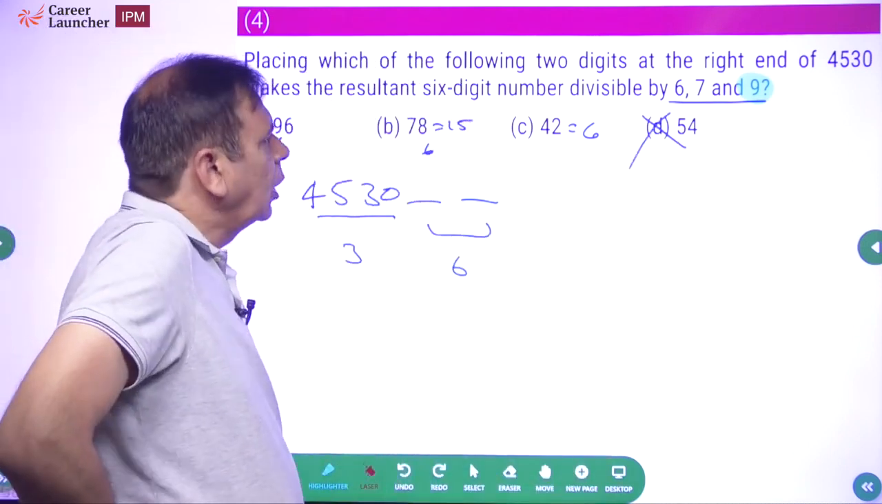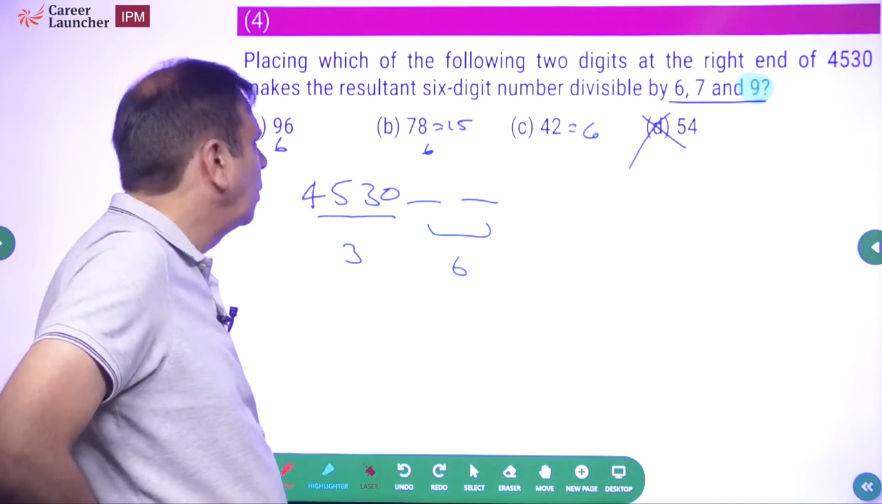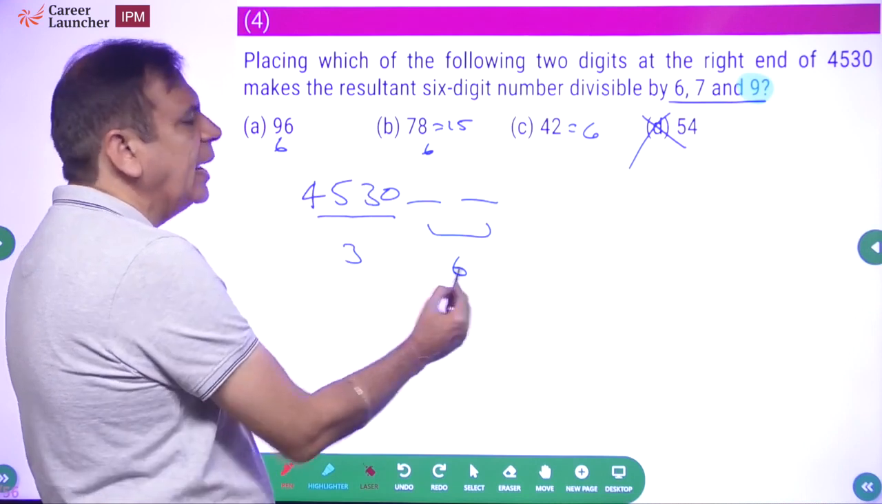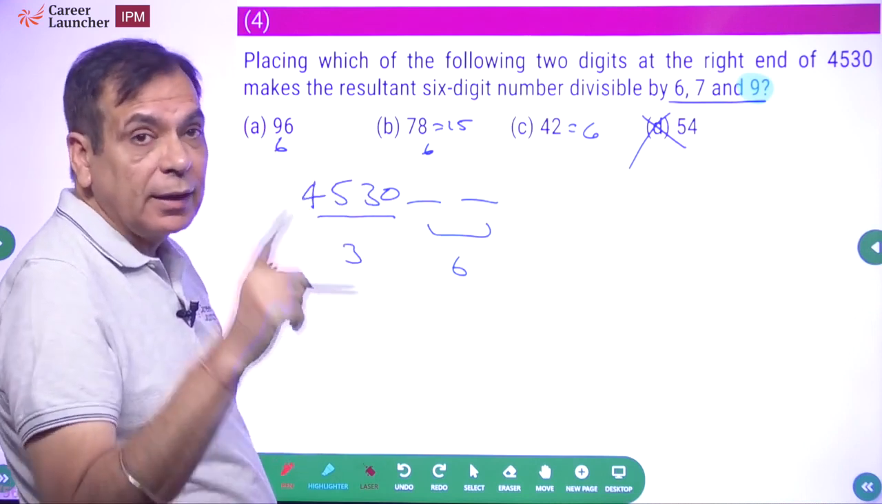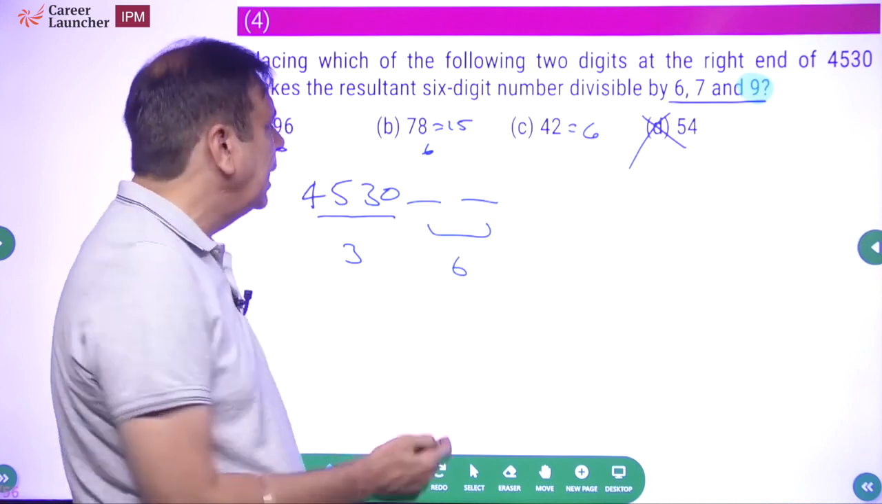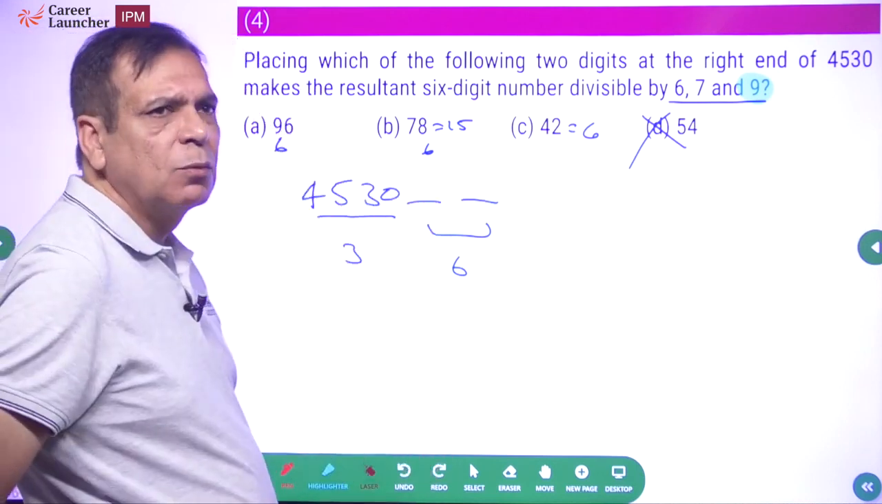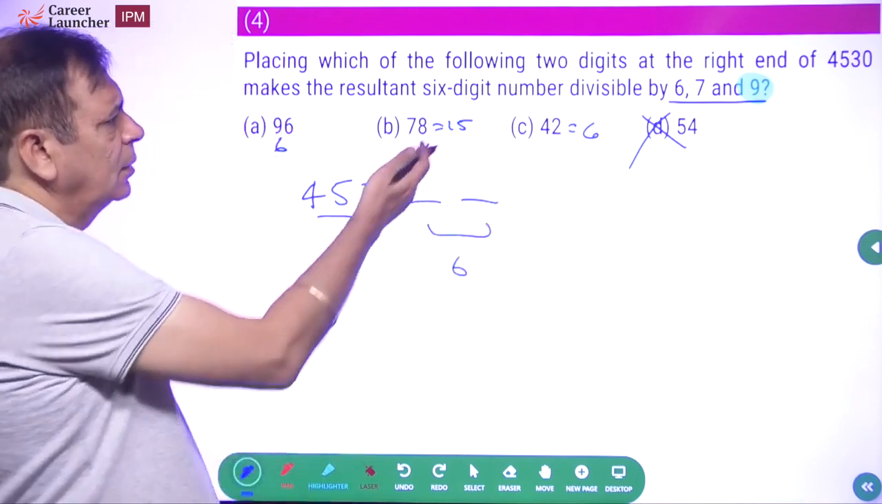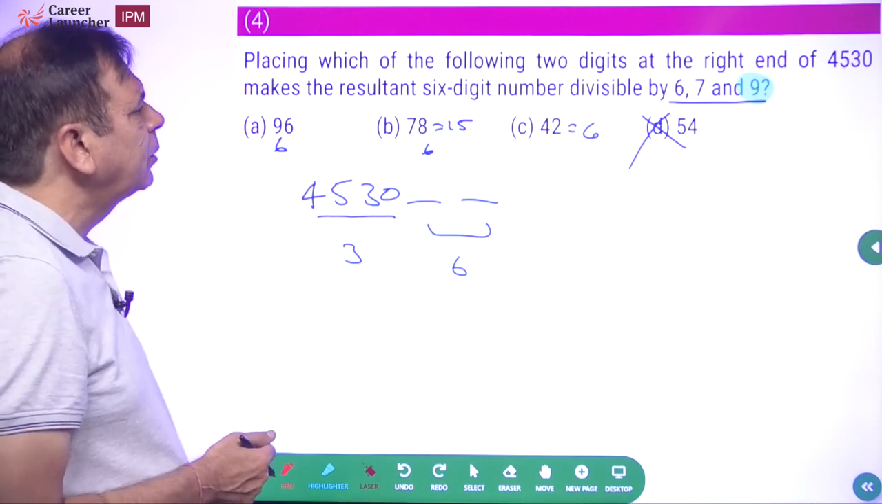Now should I check for 6? No. Why? Because what will be the digit sum? 9. So if it is a multiple of 9, it will be a multiple of 3 as well. So it is a multiple of 3 and even. So it is going to be a multiple of 6. So don't waste time checking for a multiple of 6. Straight away check for a multiple of 7 now.